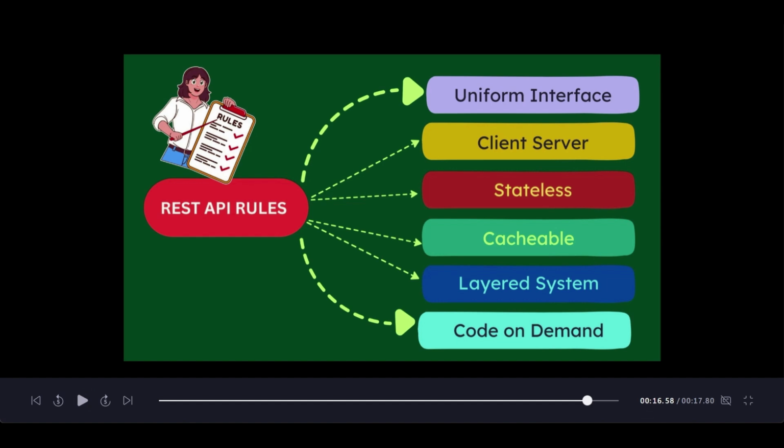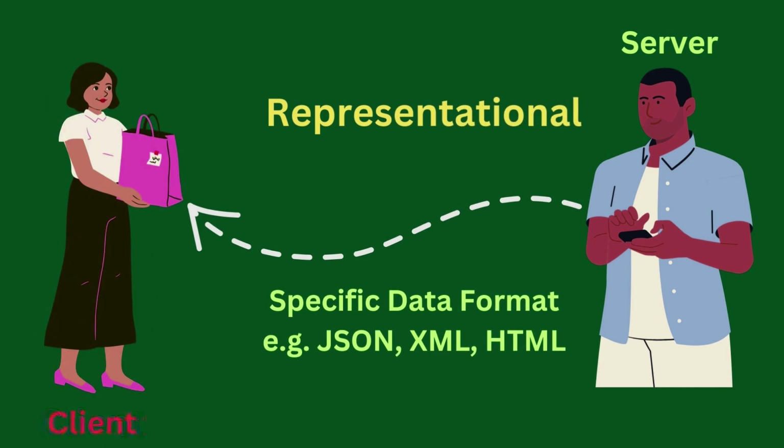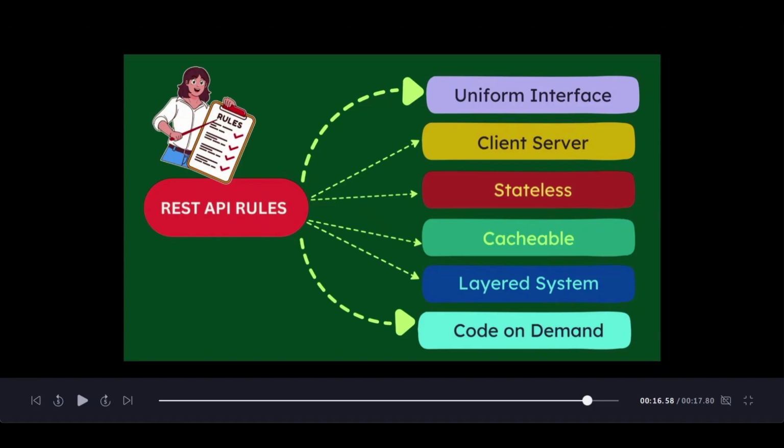Now, representational. What is the meaning of representational? Representational means that the resources are represented in a format that can be understood by both the client and the server. This representation can be in various formats such as JSON, XML, HTML, etc. There should be a uniform interface, which is also a part of representational.